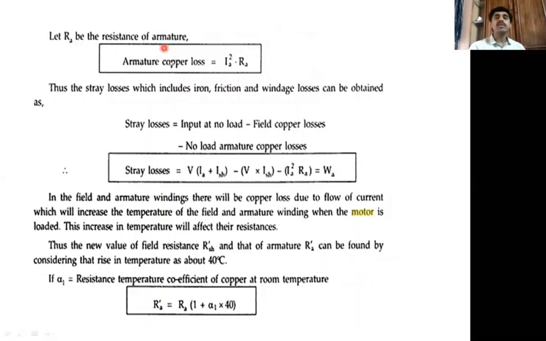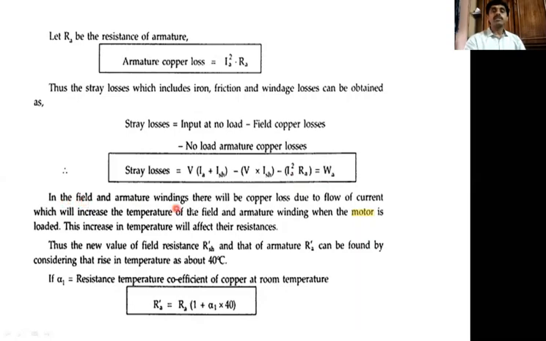So if RA is the armature resistance, what is the armature copper loss? IA square RA. Then the stray losses, which include iron, friction and windage losses, can be obtained as total input at no load minus field copper loss minus no load armature copper loss. So the total input at no load is given by V into I, which is equal to IA plus ISH, minus the field copper loss V into ISH, minus the no load armature copper loss IA square RA. So stray losses can be denoted as WA.